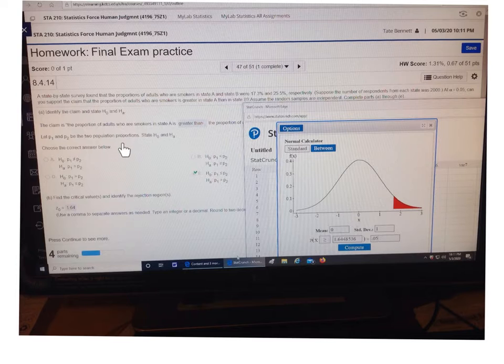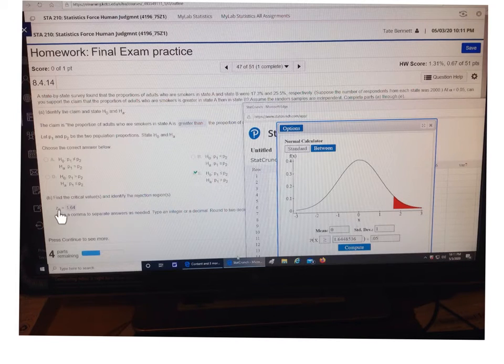So you want to set up your hypothesis. Your alternative hypothesis will be P1 is greater than P2. Then therefore the null hypothesis is P1 is less than or equal to P2. And this is your claim here.